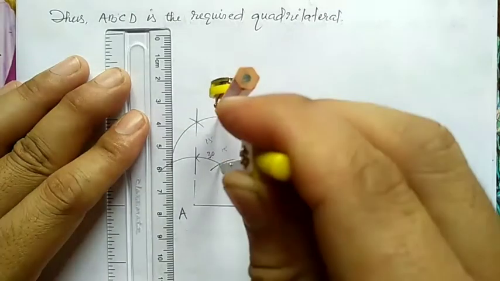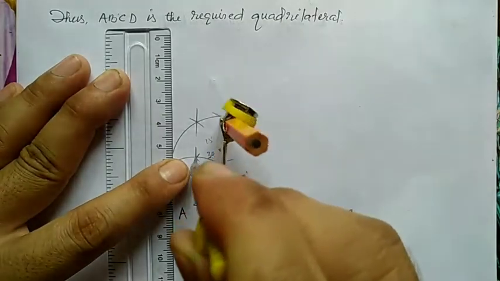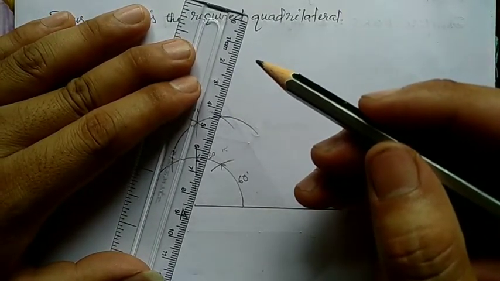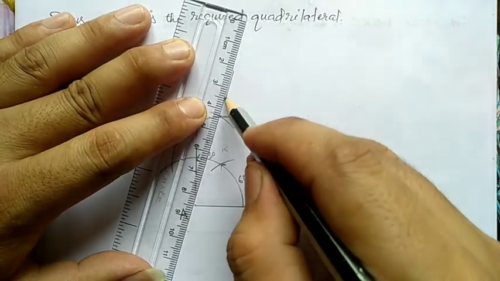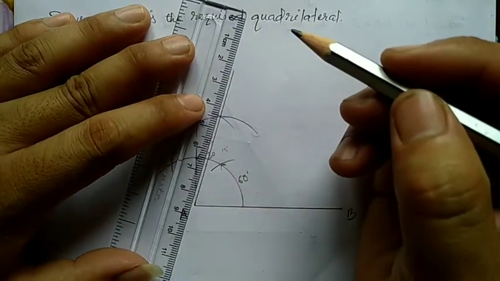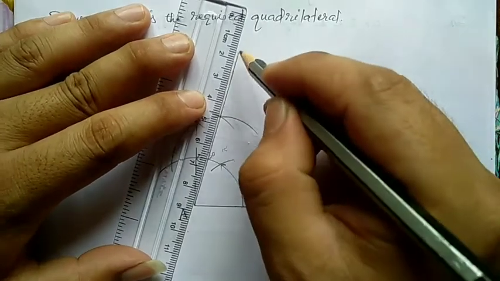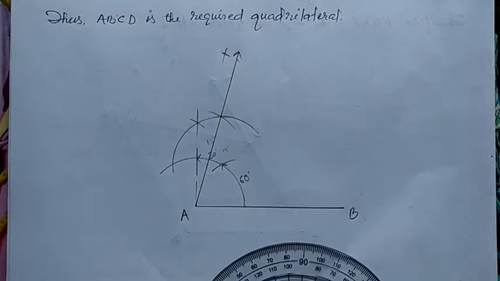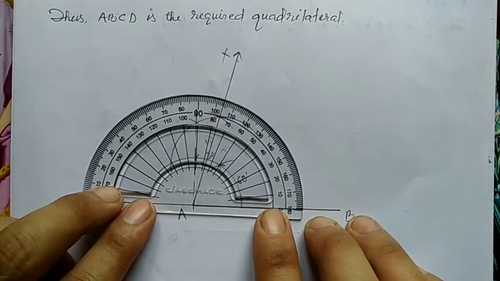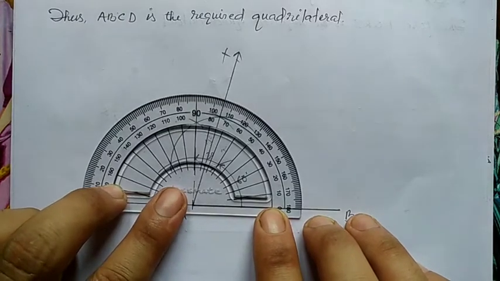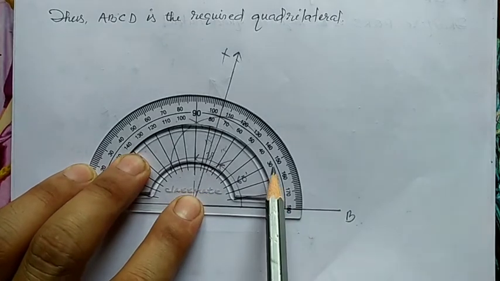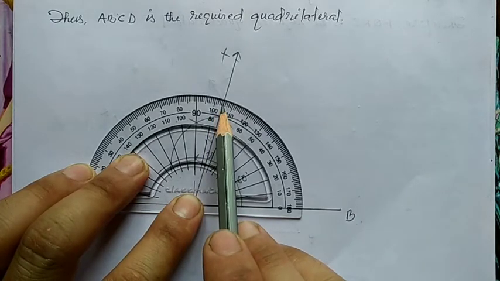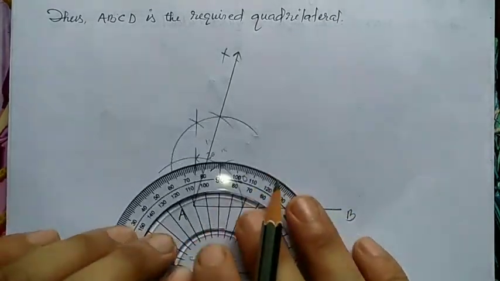Here I draw one arc. Taking this center, I draw another arc. They intersect at this point. This ray is AX. Now you can see this angle will be 75. If you want, you can measure with a protractor. Counting 10, 20, 30, 40, 50, 60, 70, this ray is between 70 and 80, exactly in the middle, so this angle is 75. That is how we construct 75 degree.